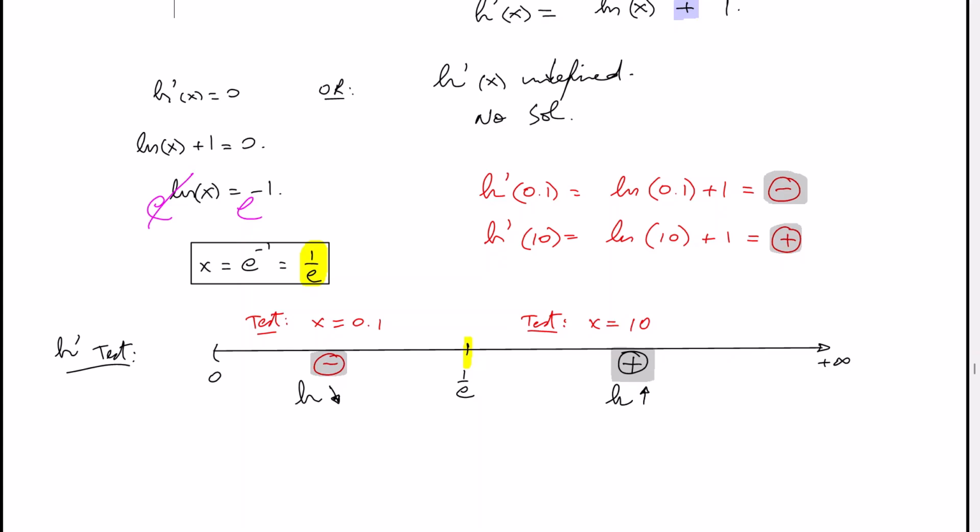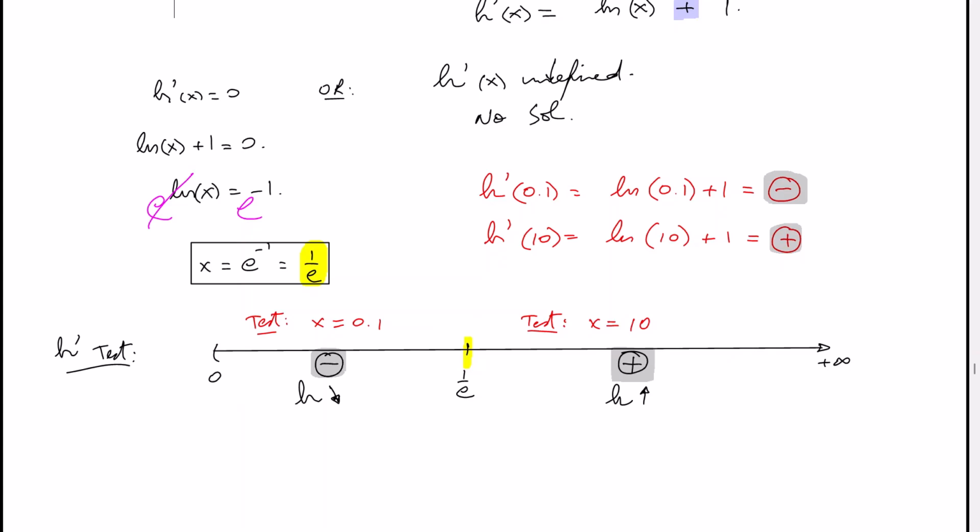Remember, I got the number 1 over e from the derivative, and I do the test in the derivative, but it's the function itself that is increasing or decreasing on these intervals. So on one interval, the function was decreasing. That's the first interval, and we did that by testing 0.1, but you could have tested anything else. You could have tested 0.015, you could have tested 0.2. Anything between 0 and 1 over e would result in the same answer, which is a negative solution.